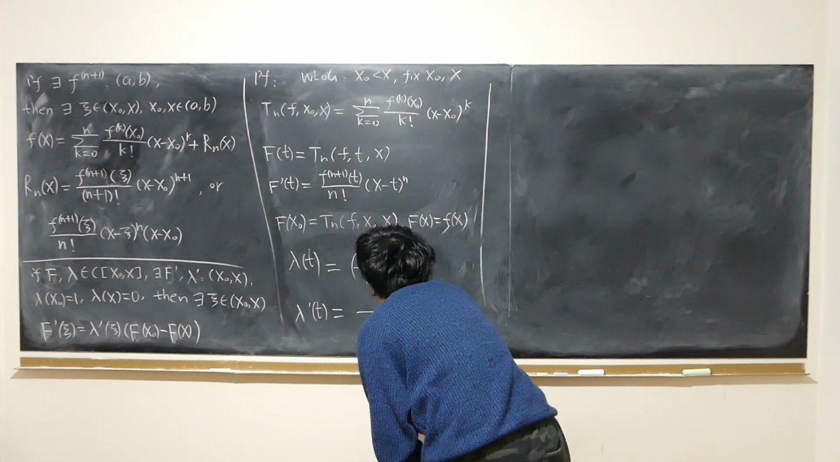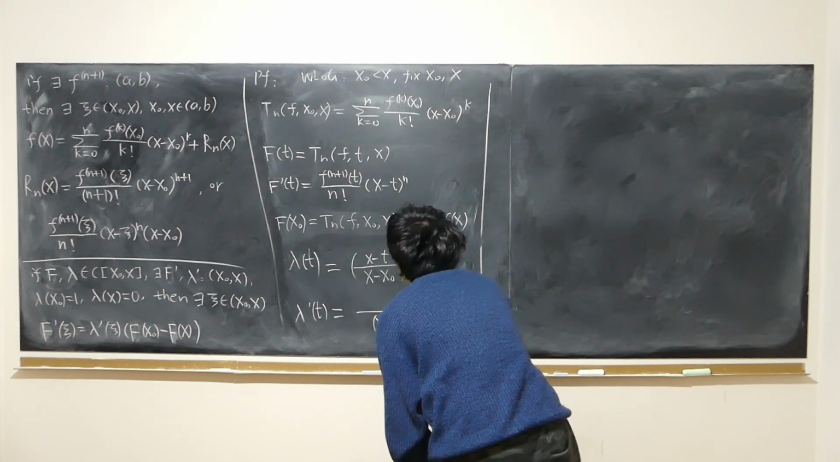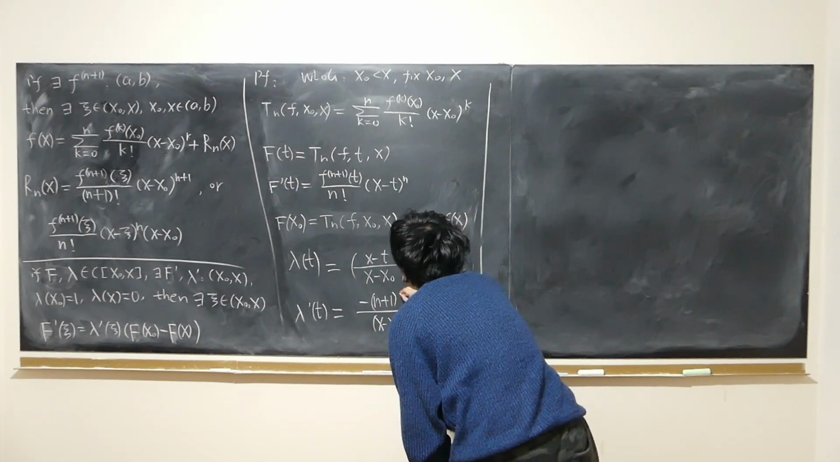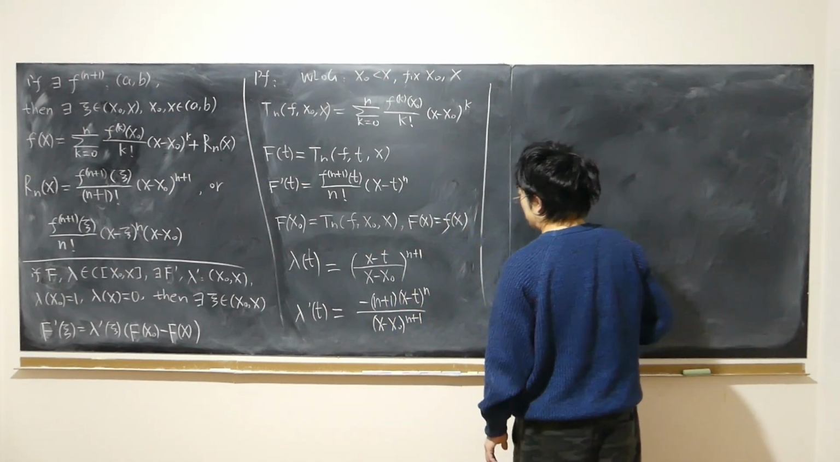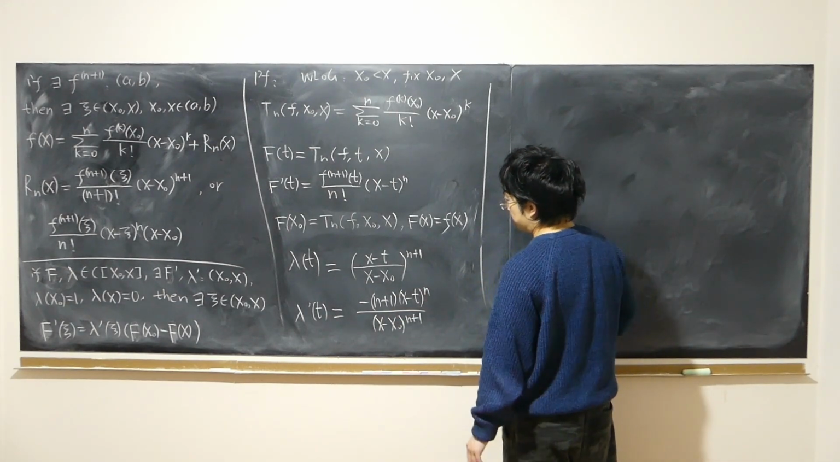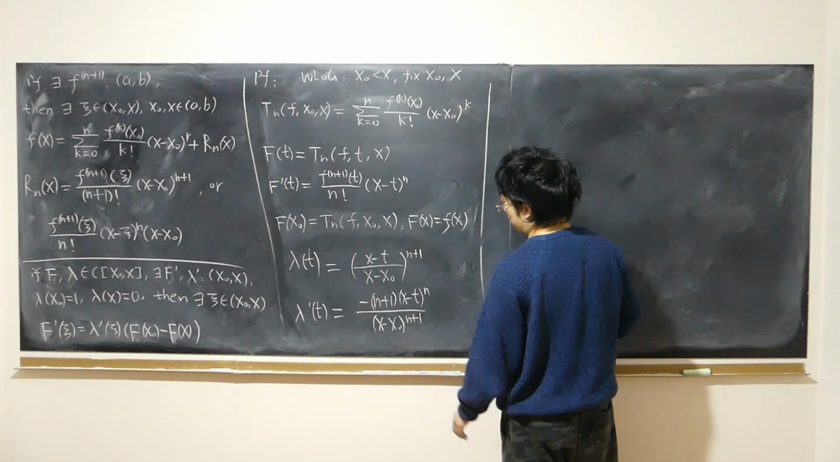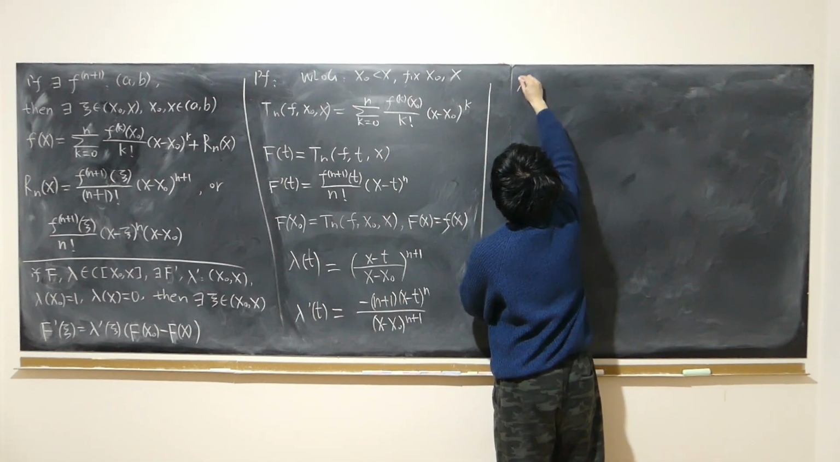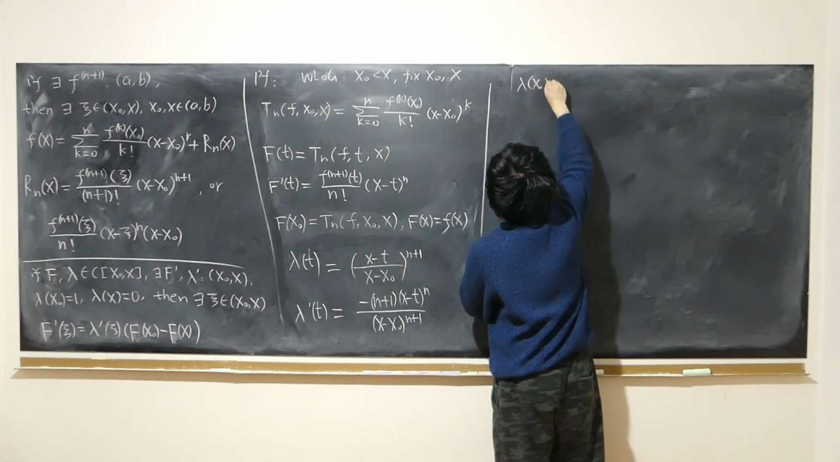So that is the derivative of lambda, that is equal to x minus x naught to the power of n plus 1. And we have minus n plus 1 times x minus t to the power of n. Right, now just treat x as a constant. According to the chain rule, the minus sign coming out. And also, let's verify what's lambda of x naught.